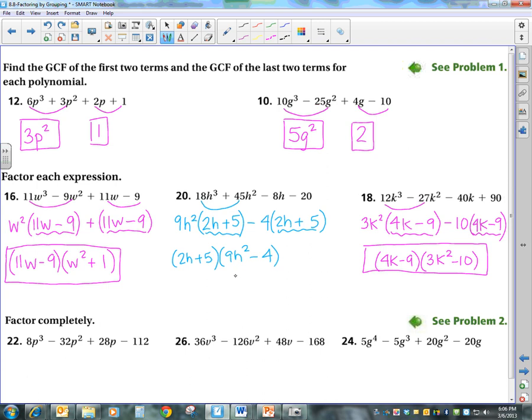Now, look at what we have this time. 9 is a perfect square. 4 is a perfect square. And any variable with an even exponent is a perfect square. So this is what we talked about yesterday. So that is the difference of two perfect squares. So I'm carrying down my 2h plus 5. And now I take the square root of the first term and the square root of the last term. And I'm going to have that factor twice. One time is going to be minus and one is going to be plus. And again, the order of that doesn't matter.